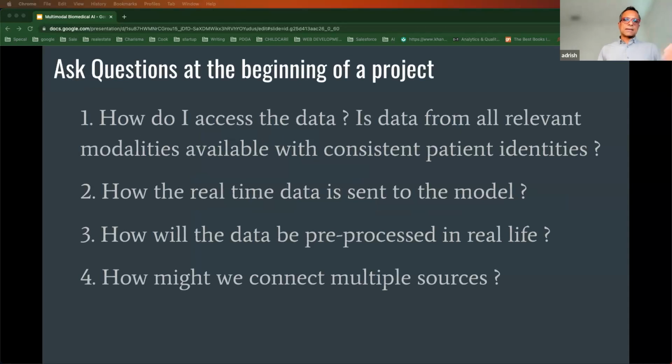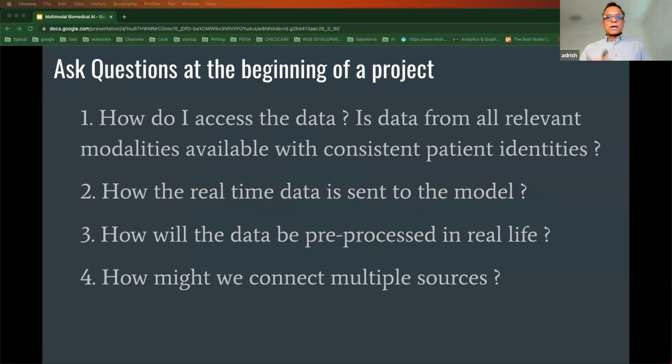The first thing is that when you're starting a project, there are some things that would be useful to know, like how to access the data. Accessing data is actually not that easy in healthcare, because you have to go through a lot of processes in order to get access.